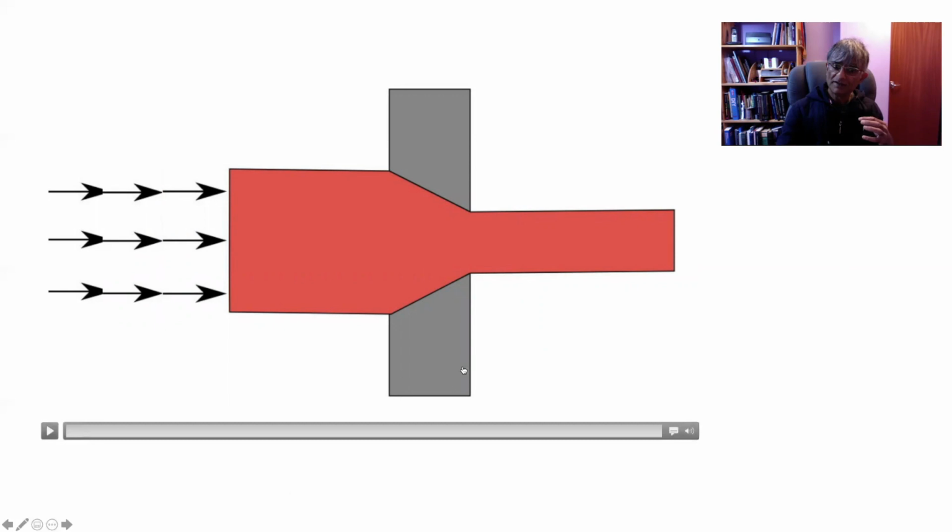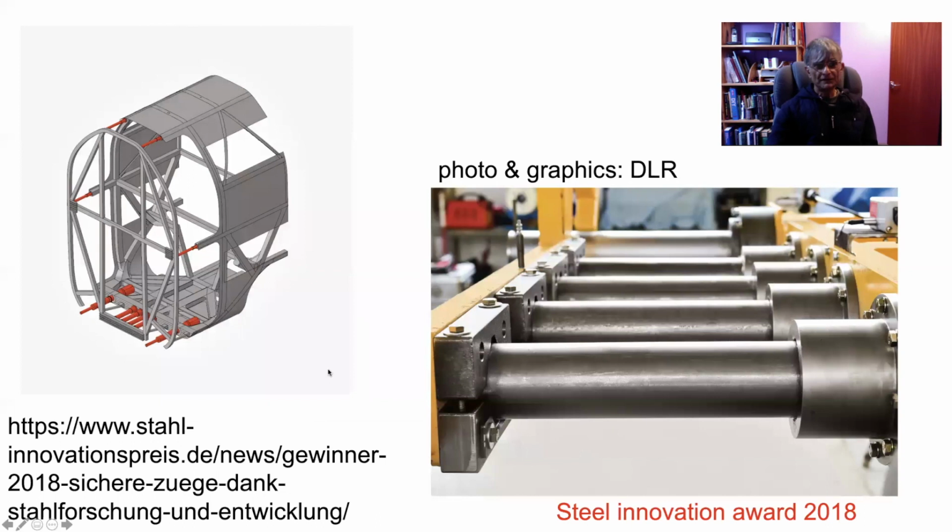And this concept won the 2018 Steel Innovation Award. So here are the dies, and these are the tubes made from the TWIP steel. And this is the compartment of the train where you can see these elements which would all tend to absorb energy as they're extruded through the die. If you look at the DLR website, or search for Steel Innovation Award 2018, you can see a movie of an actual train crash test. Okay, it really is quite spectacular.